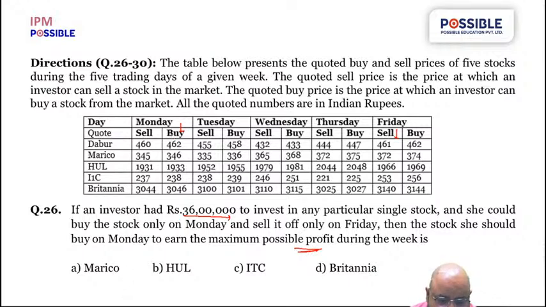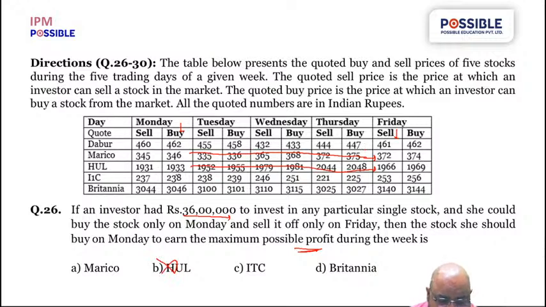The 4 options are Marico. Marico goes from 346 to 372. Actually, look at the percentage change, because the number of stocks will change. HUL goes from 1933 to 1966. Again, here there is a difference of about 26 on 346. That will be just less than 10%, right? 346 at 10% would be 34. So less than 10%. For HUL, there is an increase of 33 on a base of about 2000. So 1% would have been 20. So it's about less than 2%. So clearly HUL is less than Marico.